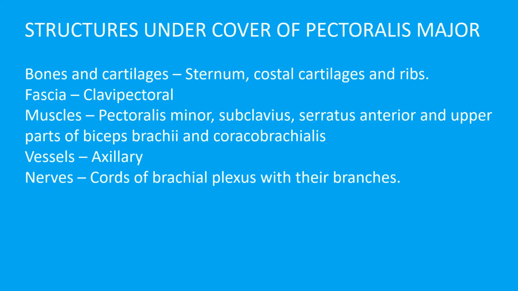Structures under cover of pectoralis major. Bones and cartilages: sternum, costal cartilages and ribs. Fascia: clavipectoral. Muscles: pectoralis minor, subclavius, serratus anterior and upper parts of biceps brachii and coracobrachialis. Vessels: axillary.